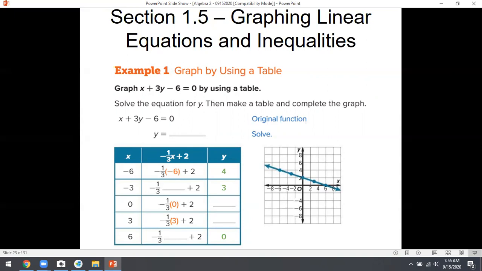Anybody? Subtract it. I like that. All right. So we'll subtract the x to the other side. Now it's a negative x on the other side, correct? Cool. How would you get rid of the 6? Add 6. You got it. So let's go ahead and add 6 to both sides.